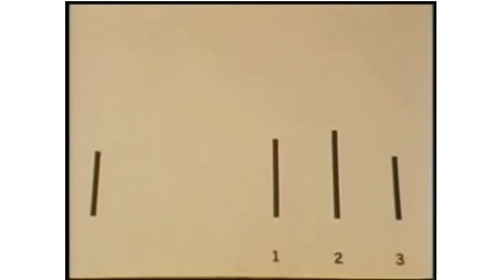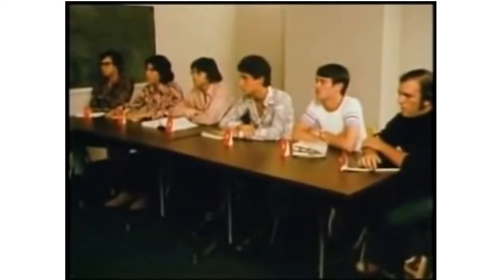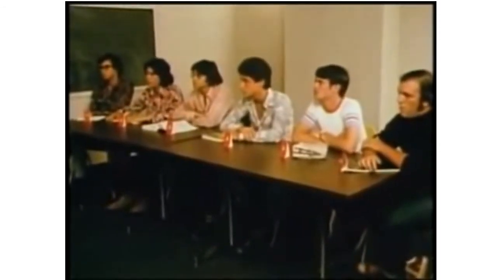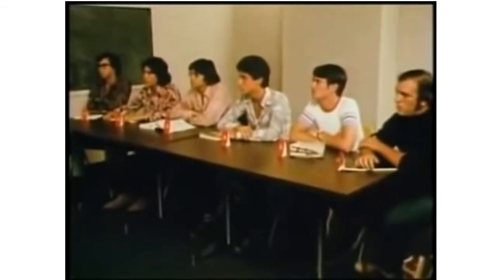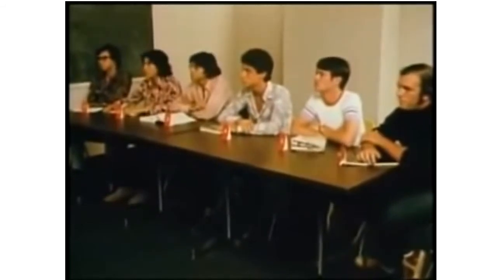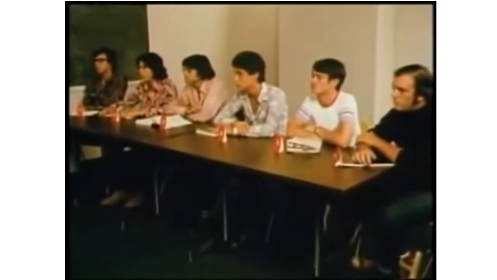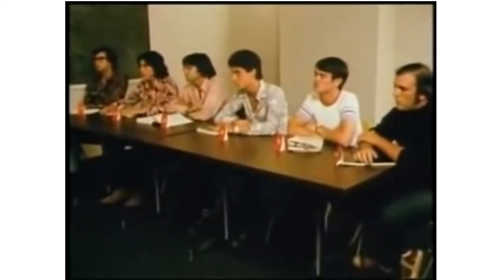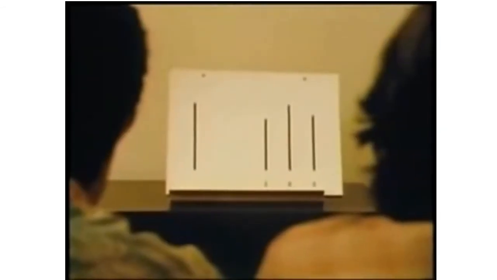You're to look at the line on the left and determine which of the 3 lines on the right is equal to it in length. All right, we'll proceed in this order. You'll give your answer. Only one of the people in the group is a real subject, the 5th person with the white t-shirt. The others are Confederates of the experimenter and have been told to give wrong answers on some of the trials. The experiment begins uneventfully as subjects give their judgments.